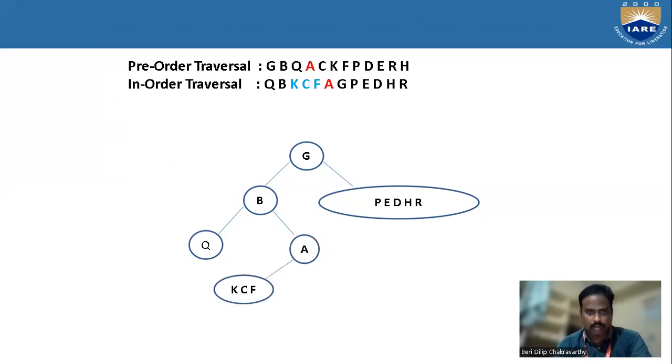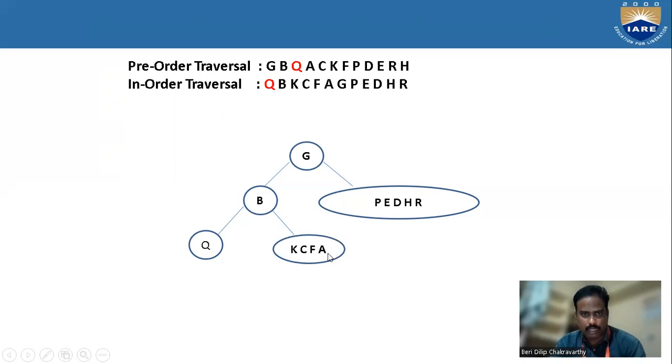Yeah, if you observe for this one, for KCFA, so he is calculating the root. Okay, among KCFA, which one comes first? A. So A comes first. That means A is my root node, and the left of A is KCF. Okay, so A comes here, and the left is KCF.